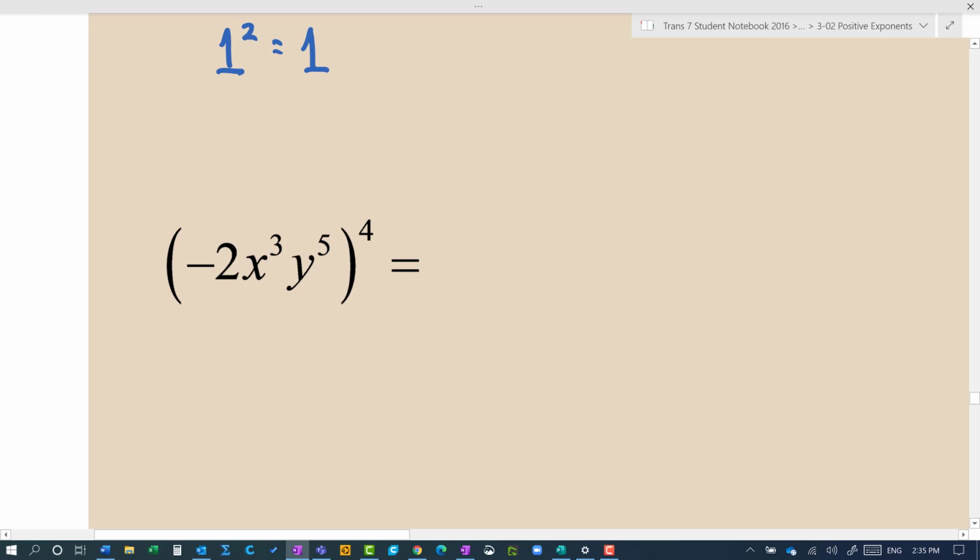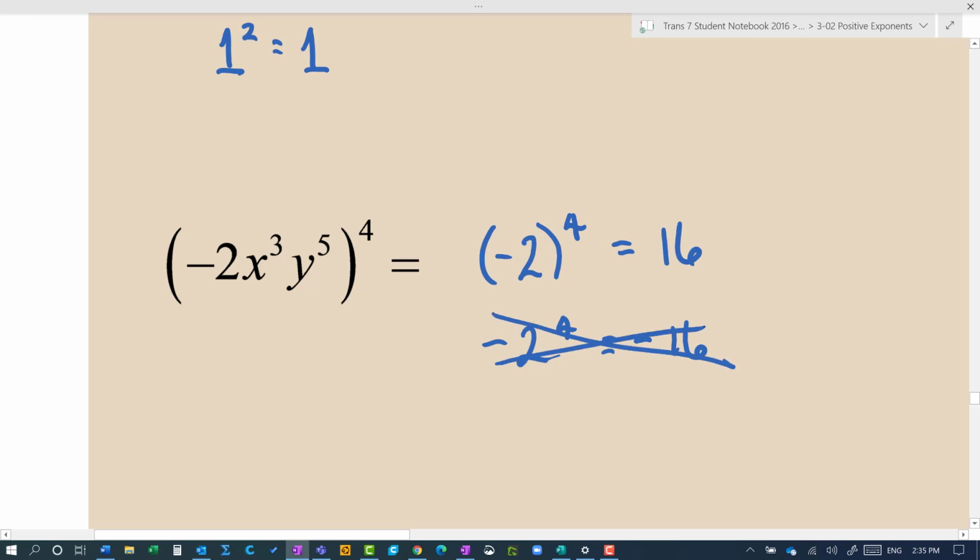Now here you're going to want to be really careful in this next example. That negative 2 needs to stay in parentheses when you raise it to the 4th power, and that's important because if you'll remember, negative 2 to the 4th is going to be the opposite of 2 to the 4th. So that would be negative 16, whereas negative 2, the negative and the 2 being raised to the 4th, is going to be positive 16. Okay, so here we end up with 16 x to the 12th, y to the 20th.